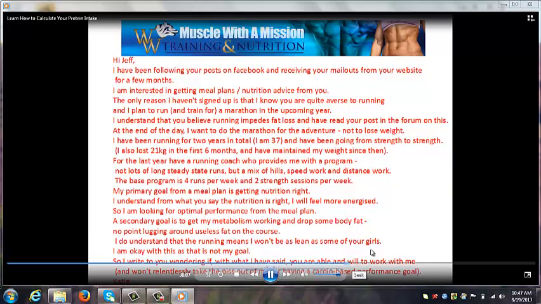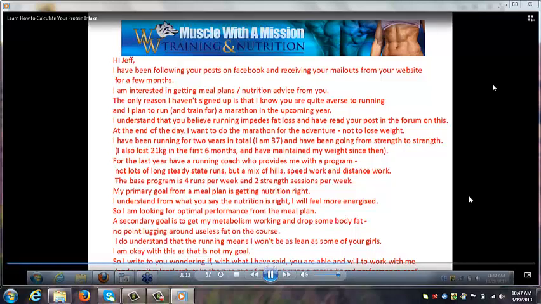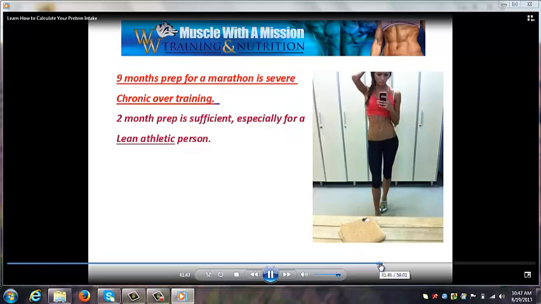Now, I'm going to read through this one time, and you can read along too if you like. For 26 miles, it's not an adventure. Well, and you look up here, which is pretty good. You don't, 2 months is plenty. If you're 26% body fat, then you probably will need longer.